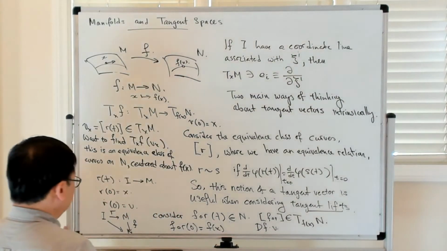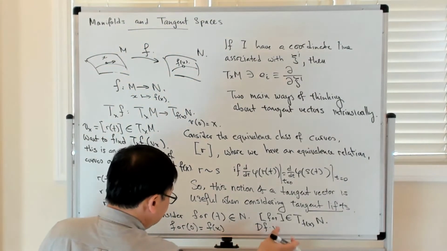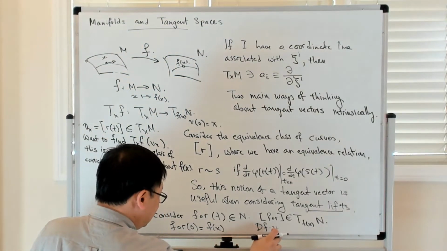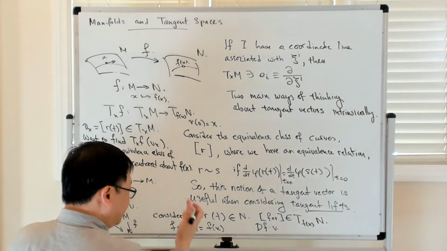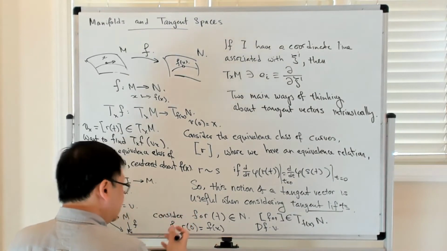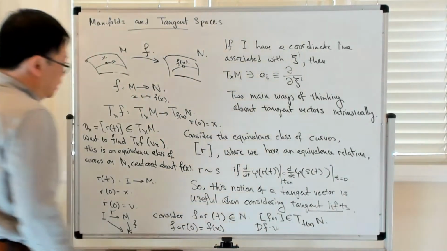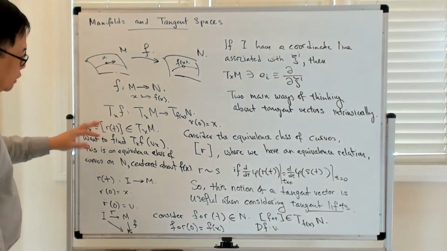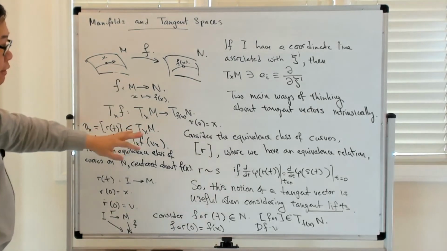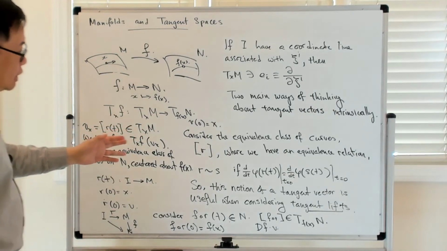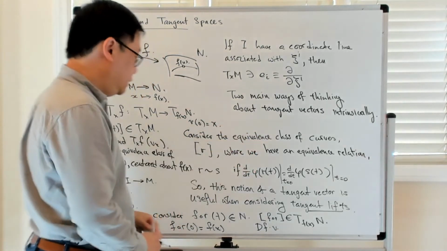So maybe that's easier to understand if the map f is a map from the manifold to itself, but this kind of calculation holds more generally. All right, so that's one way of thinking about tangent vectors: this idea of equivalence classes.